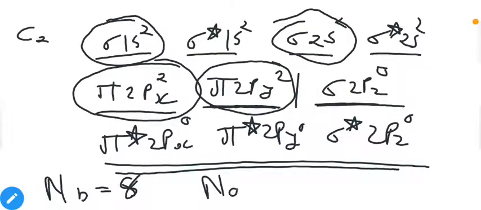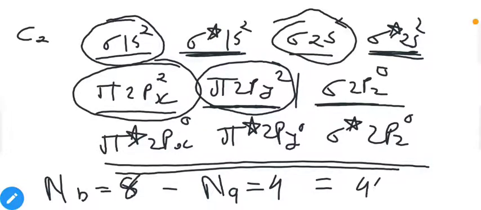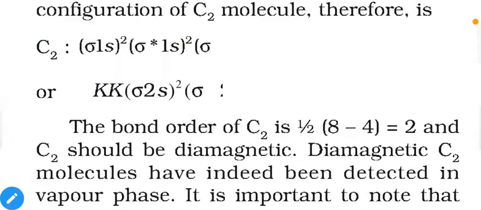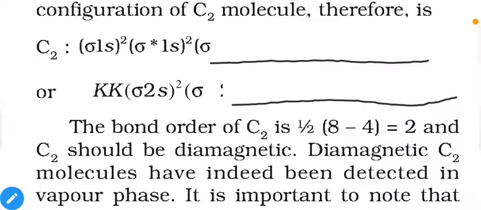Now the number of anti-bonding electrons. We have 1 and 2, so 2 anti-bonding orbitals with electrons, and they contain a total of 4 electrons. So the difference is 8 minus 4 equals 4, divided by 2, that means 2. So carbon-carbon contains a double bond between them. C2 molecule should be like this, containing a double bond. The same thing is mentioned here, and here KK is mentioned, and some portion of the electronic configuration is by mistake not printed here.